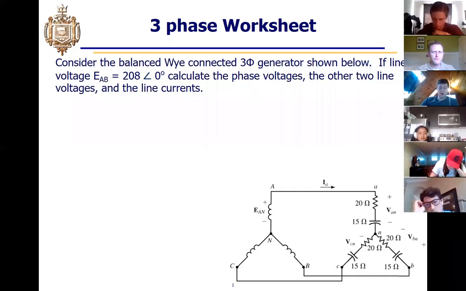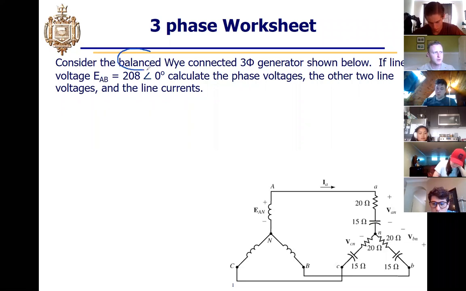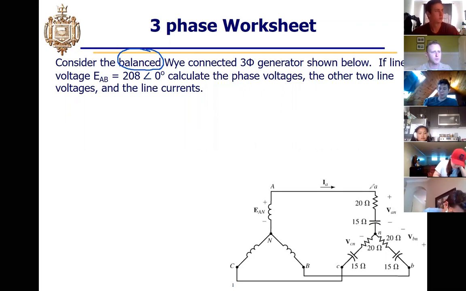Okay, so for this three-phase problem, the first thing, like all of these, is that we want to read it and make sure that we know what it's talking about. That key word right there, which everything in this class will be balanced because this is 301, makes this actually a pretty simple problem.